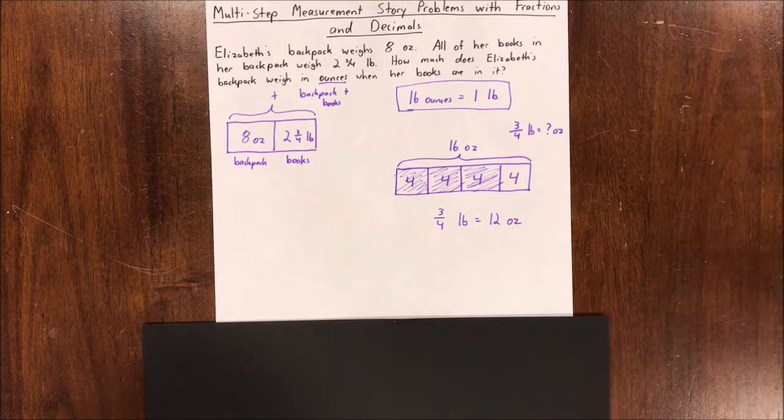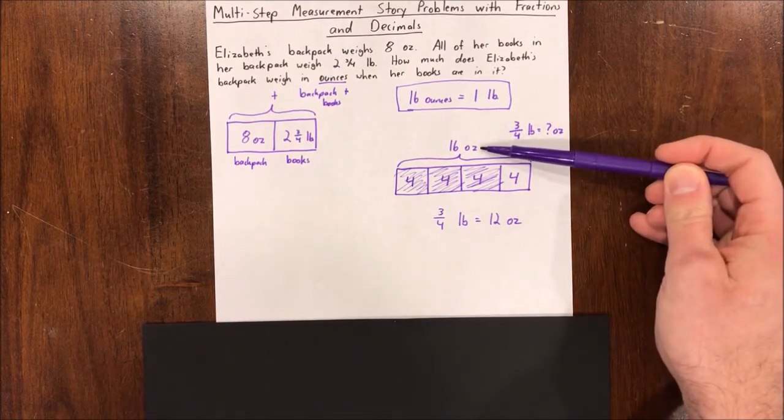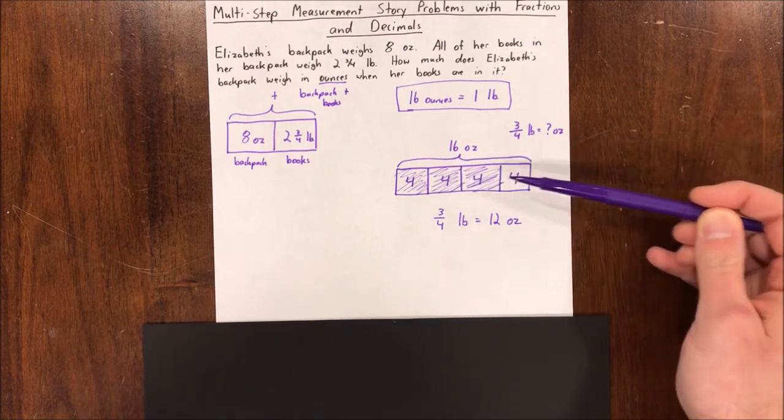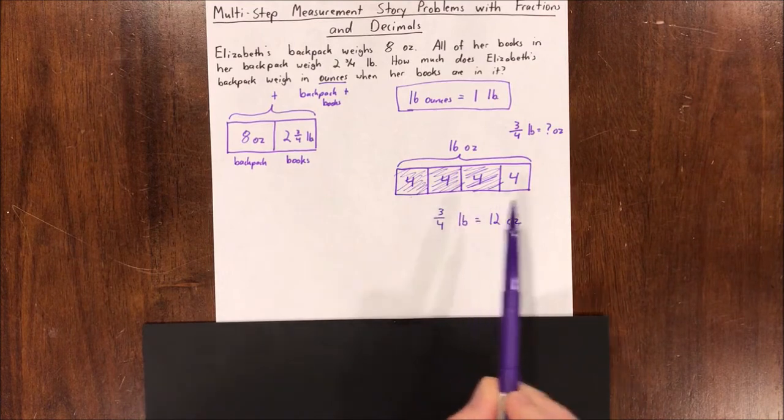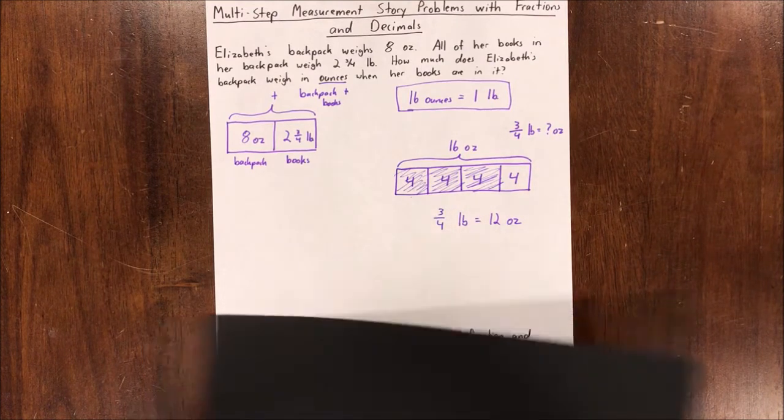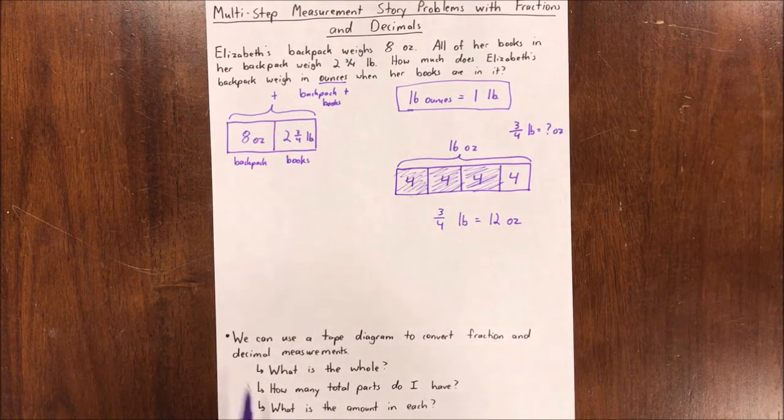I bet you said something like this, right? What's the whole? How many parts do I need to divide that whole into? And then what would go into each part? So I want to go ahead and read these together to make sure we're really clear on these thinking questions that can help us do this. So read this with me. We can use a tape diagram to convert fraction and decimal measurements, thinking about what is the whole, how many total parts do I have, and what is the amount in each.